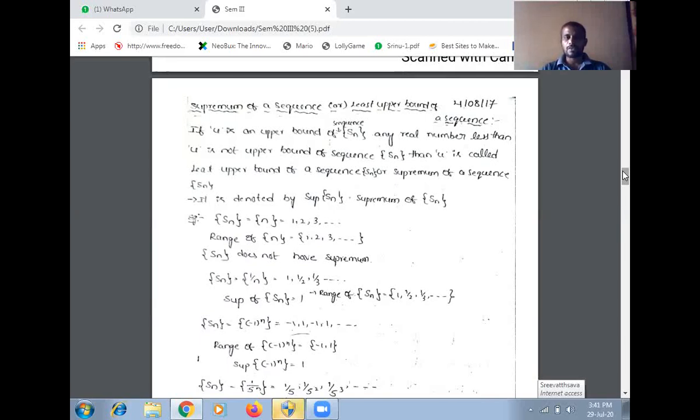But in this sequence 1 is the least value. But 1 is not an upper bound of this sequence, because there is no upper bound value in the sequence Sn equal to n. So that's why here Sn does not have a supremum.